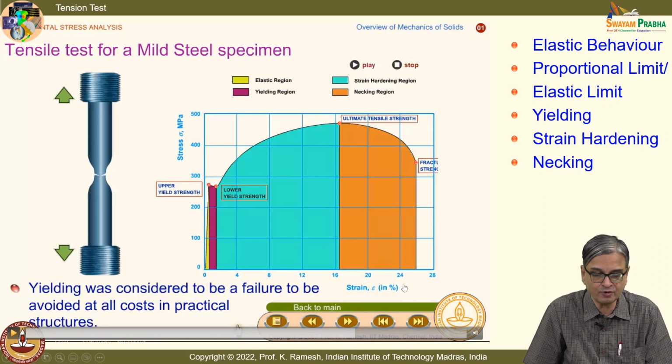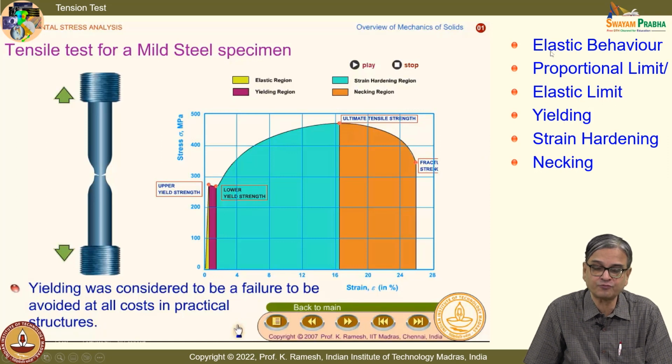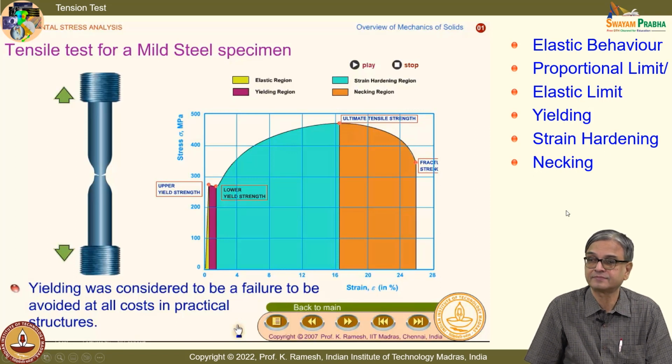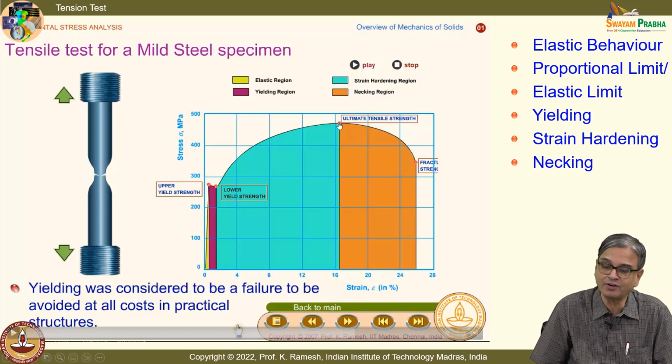So we are talking about 26% of strain at which the fracture has occurred, and this is a mild steel specimen. This has a peculiarity, it has a very sharp definition of what is a yield strength. So we have to recognize in a tension test what is elastic behavior, what is a proportional limit or an elastic limit, what is yielding, what is strain hardening, and what is necking. All these aspects we will have to learn from this simple graph.